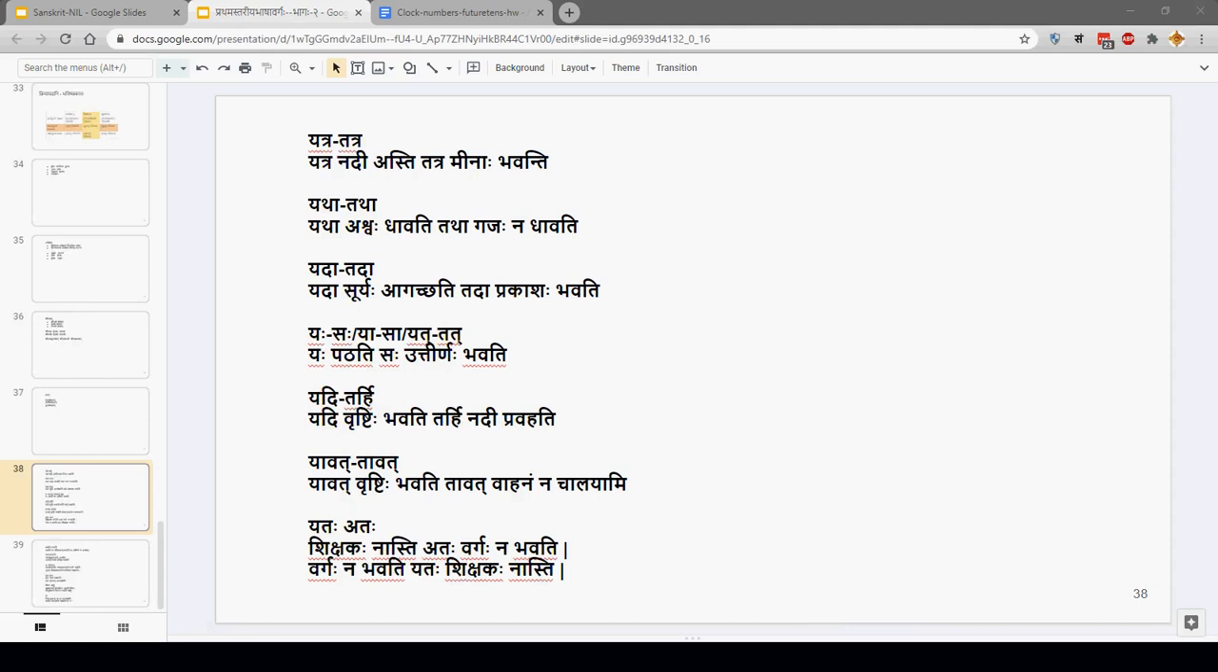Similarly, another example, yat tat. That is for napunsakalingam, yat tat. So you should be using some napunsakalingam word with yat, or without specifying anything, we can just use yat. Yat upari gacchati. Upari means up, right? Upari is up. Yat upari gacchati, tat adhaha patati. Adha is down. One which goes up falls down.